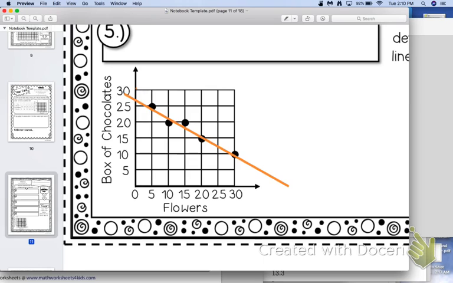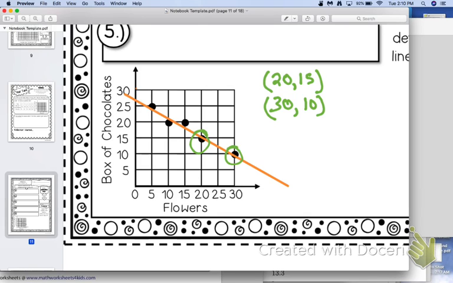So for this part, we have to choose 2 points that are on our line. Oh, and look here, we've got these 2 points that are on my line. So I'm going to label those 2 points. The first one is 20, 15. So people buy 20 flowers, then there's 15 people that bought chocolates. The other one is 30, 10.